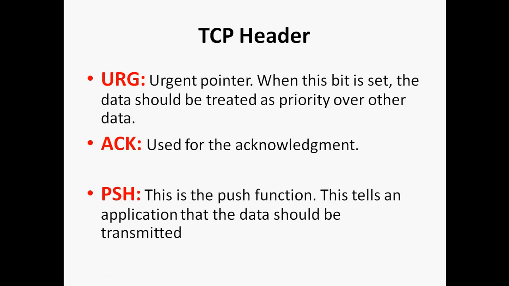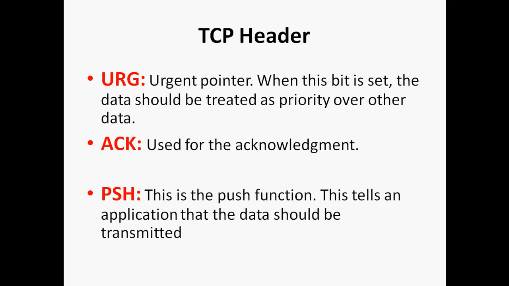First one, URG. URG is the urgent pointer. When this bit is set, the data should be treated as a priority over other data. So when the URG flag is set in the TCP segment, the data will be given more priority compared to other data. The next flag is ACK, used for acknowledgement. TCP is reliable, so whenever we send data, the receiver will give an acknowledgement for the data.